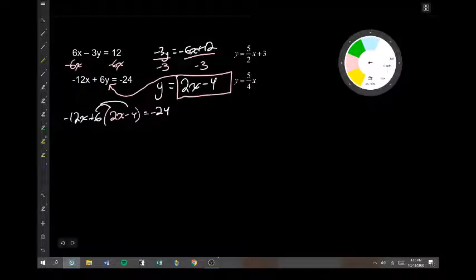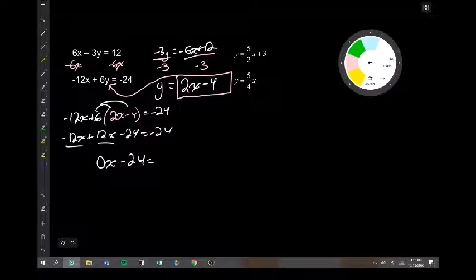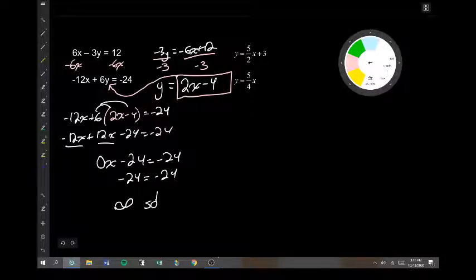Do some distributing. 6 times 2x is 12x. 6 times negative 4 is negative 24. These 12x's cancel. They're gone entirely. That's just 0. It's not 0x. I mean, I guess it is 0x, but 0x is just 0. So we don't write 0x very often because that's just 0. We get negative 24 equals negative 24. That's a true statement with no variables. This has infinite solutions.